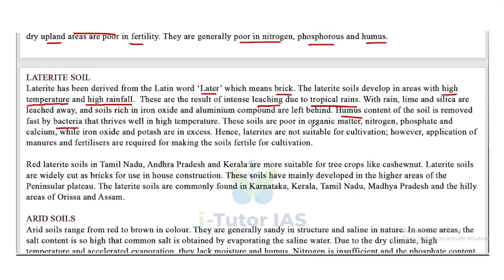These soils are poor in organic matter, nitrogen, phosphate and calcium, while iron oxide and potash are in excess. Okay, so the soil lacks organic matter, nitrogen, phosphate and calcium, but at the same time it has iron oxide and potash. Hence, laterites are not suitable for cultivation. However, application of manures and fertilizers is required for making the soil fertile for cultivation. Okay, so normally these soils are very bad for cultivation, but we can use manures and fertilizers and make it fertile soil.